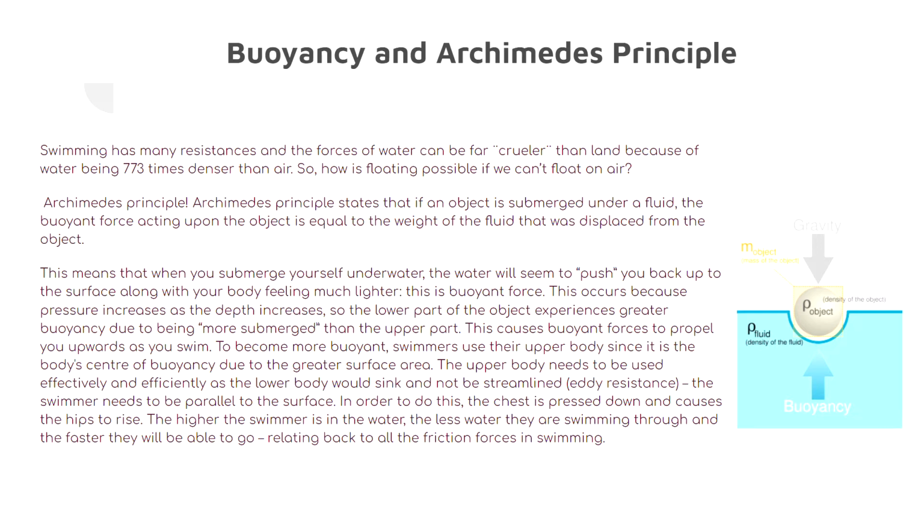Swimming has many resistances, and the forces of water can be much crueler than on land because water is 773 times denser than air. So how is floating possible on water if we can't float on air? Archimedes' principle. Archimedes' principle states that if an object is submerged in fluid, the buoyant force acting upon the object is equal to the weight of the fluid displaced by the object. This means that when you submerge yourself underwater, the water will seem to push you back up to the surface and your body will feel much lighter, and that is buoyant force.